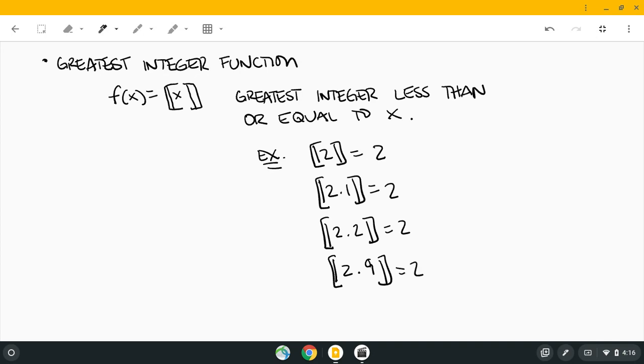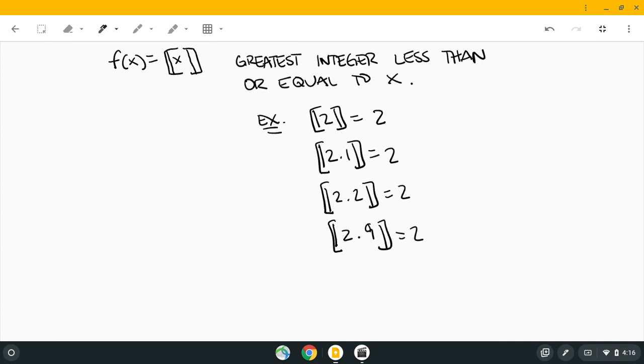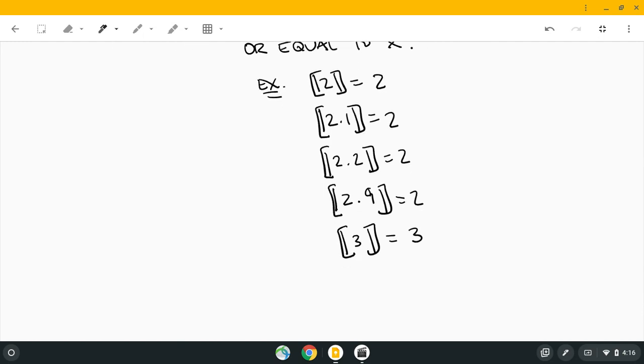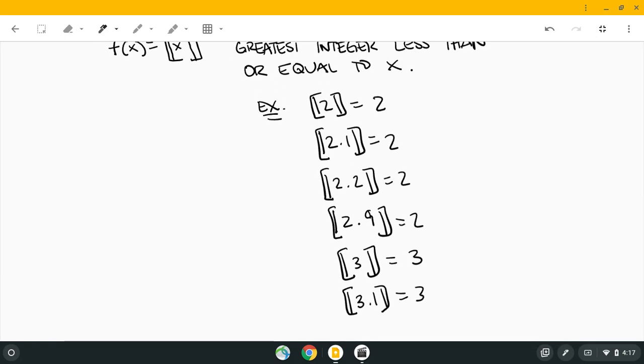And then when you get to 3, that's when it will change. Then it becomes 3. But for 3.1, it will still be 3. So it stays 3 for all the 3 point this, 3 point that. And then when you get to 4, it jumps to 4. And then 4.1, it's 4. 4.2, it's 4. So that's the greatest integer function.